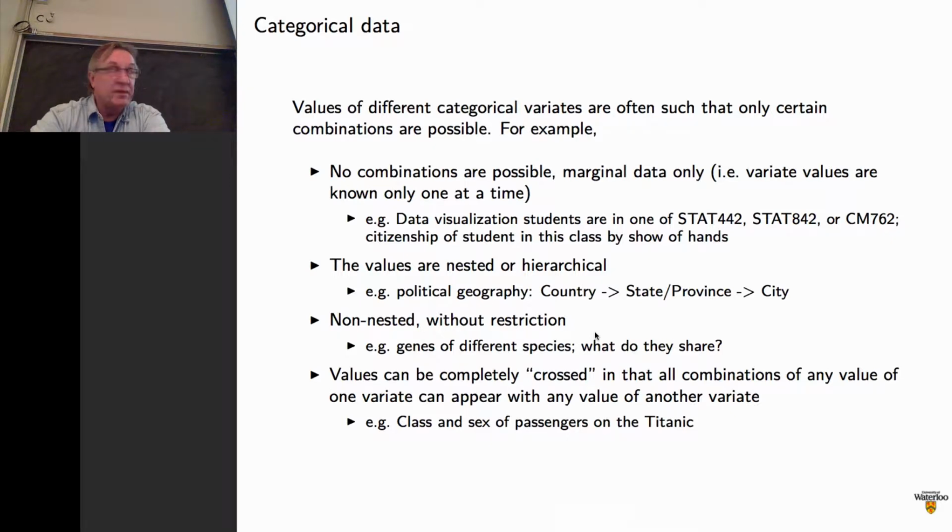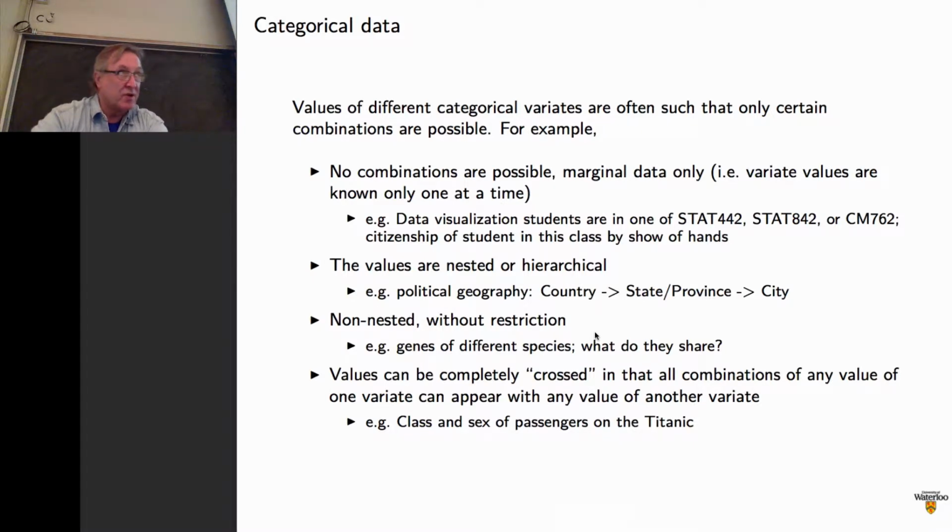And those 2 variates, class and sex, I think of those as being crossed. So they're completely crossed. All values of one can occur with all values of the other, and I can have counts on every cell in that cross. Okay? So those are the different structures that we're going to look at today and in the next lecture.